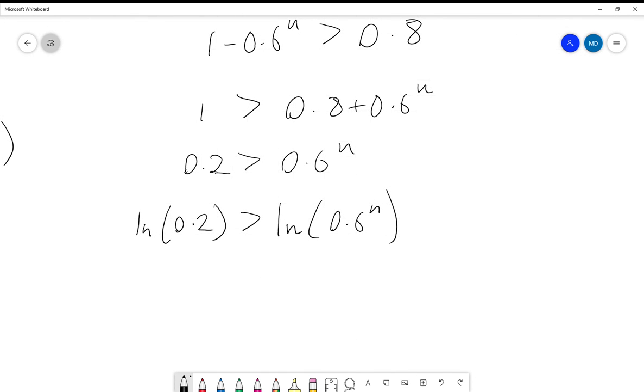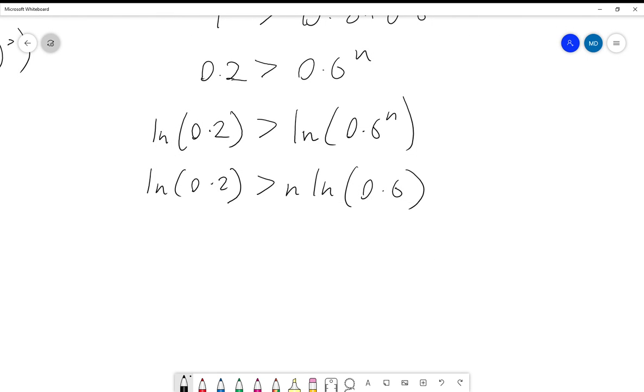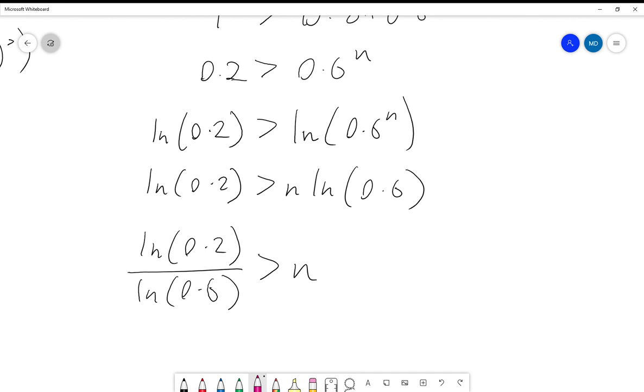Now we can simplify that using our log laws. The natural log of 0.2 is bigger than n lots of the natural log of 0.6. And then I need to divide by the natural log of 0.6. And now at this point, what I've written down is wrong. But why? Well, the reason why it's wrong is that this here is a negative value. And when I divide by a negative, I have to switch the inequality around. So in fact, that's our inequality now, because the natural log of 0.6, because 0.6 is less than 1, is negative. And so we've got to be careful in those regards.